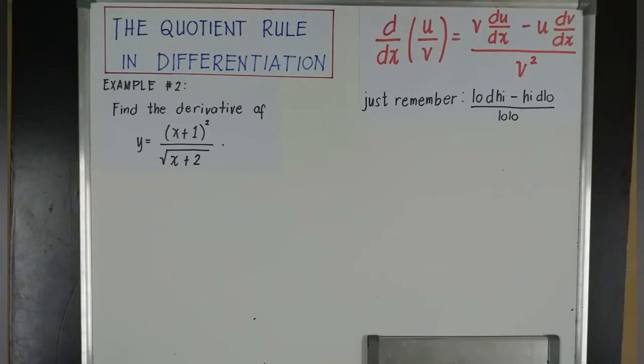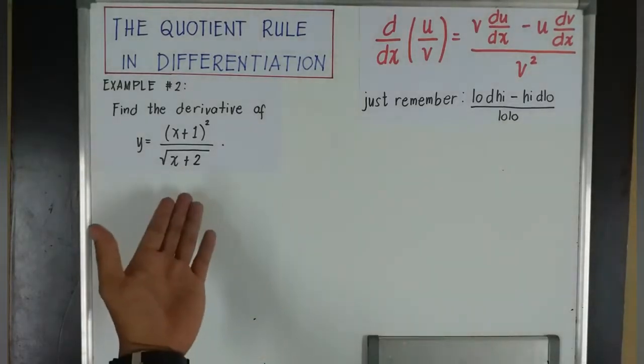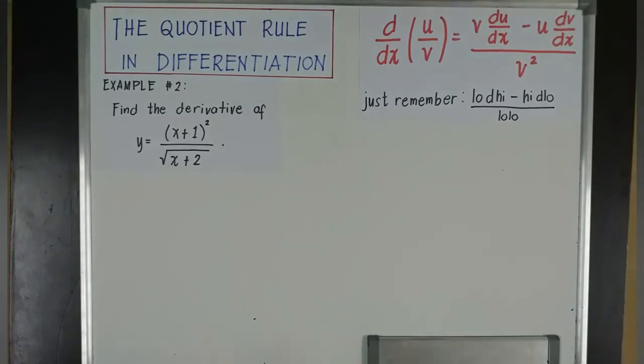Now let's move on to the next example. Find the derivative of y equals the quantity x plus 1 squared divided by the square root of the quantity x plus 2. Basically, if you analyze the problem, we will be applying the chain rule, which we have tackled before already.